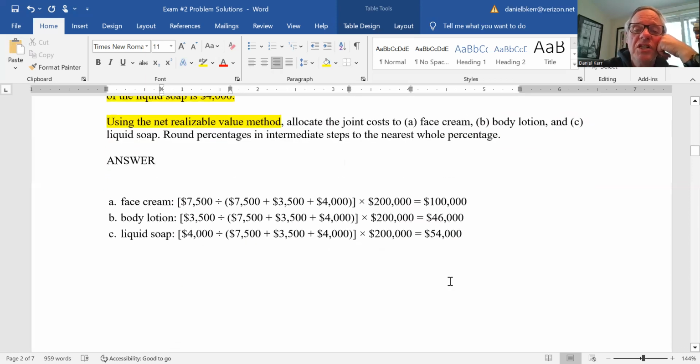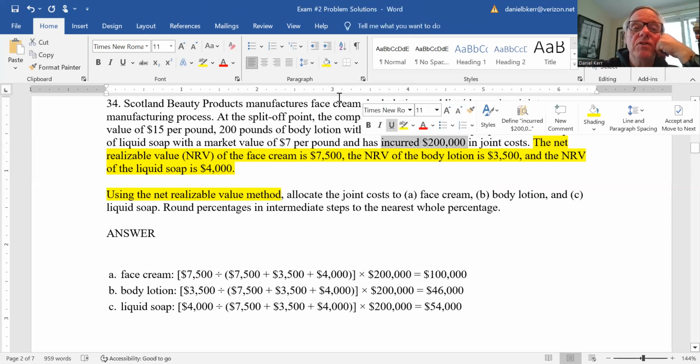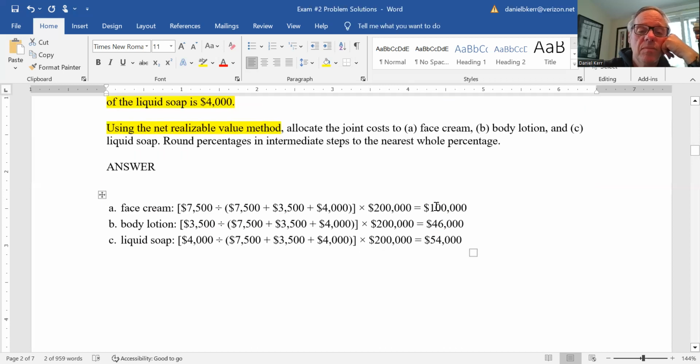So there's your allocation, and you want to make sure that you have allocated $200,000 worth of joint costs. You have incurred $200,000 of joint costs, and if I add those all up, 100 plus 46 plus 54, that does indeed give us 200,000. The thing you had to be careful about there was that you're using net realizable value, not market value. So there was no need to multiply the number of pounds produced times the market value, because that's not how they allocated it. They didn't use market value, they used net realizable value, which we're given.